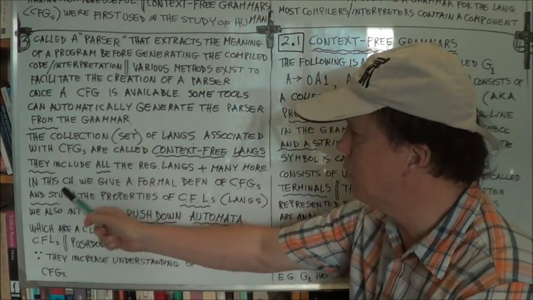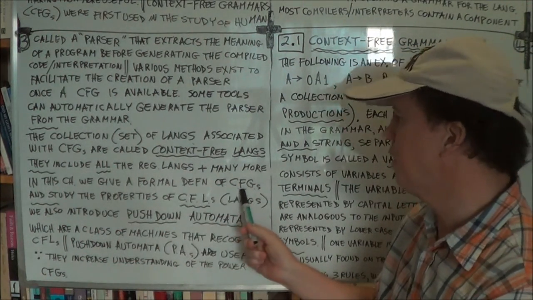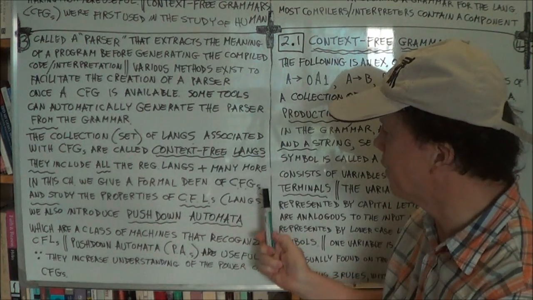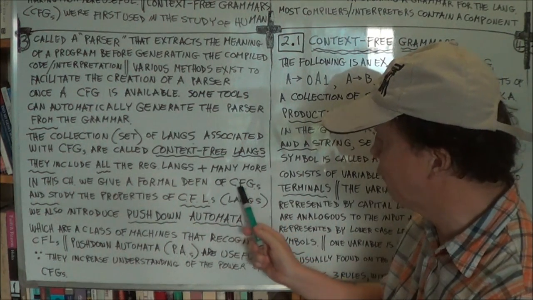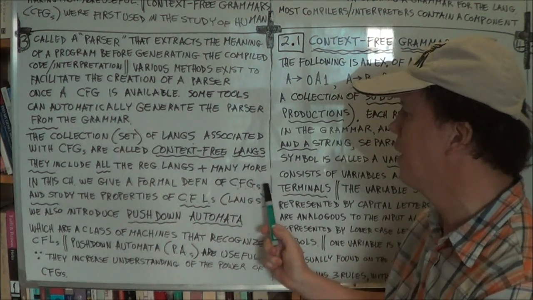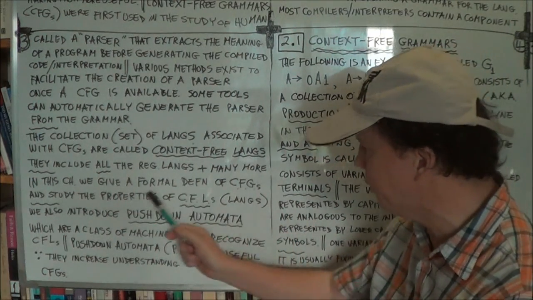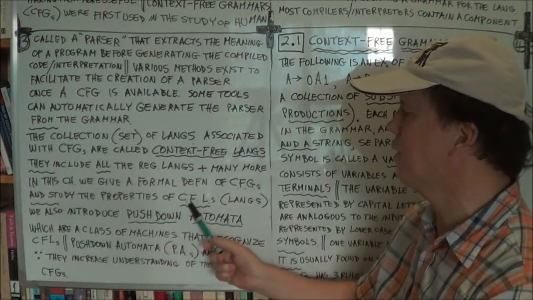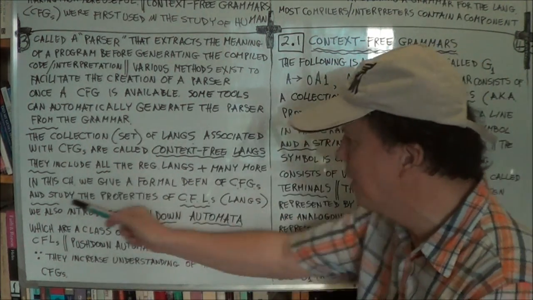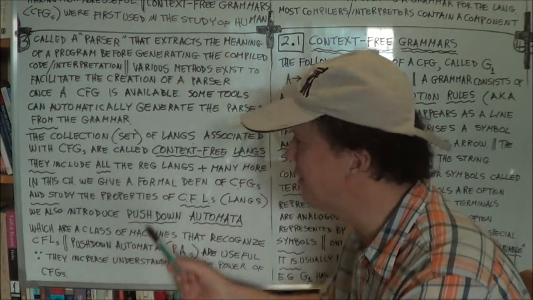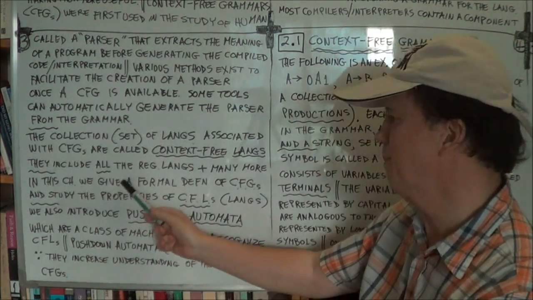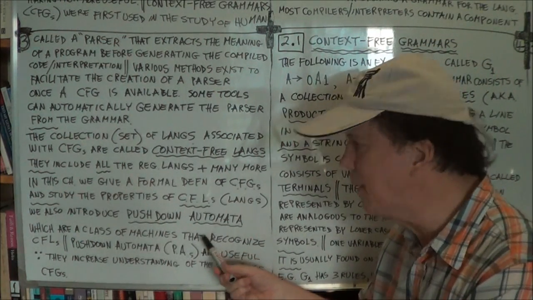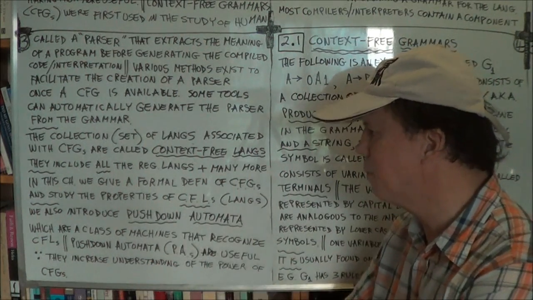Yeah, so in this chapter we'll give a formal definition of what a context-free grammar is. That's not surprising, because the whole chapter is about context-free languages. The context-free grammar specifies or describes the context-free language, so we need a formal definition of such a grammar. And then we'll study the properties of context-free languages. These two lines are the essence of the whole chapter, so very important. And we'll introduce a new kind of automaton called a push-down automaton.